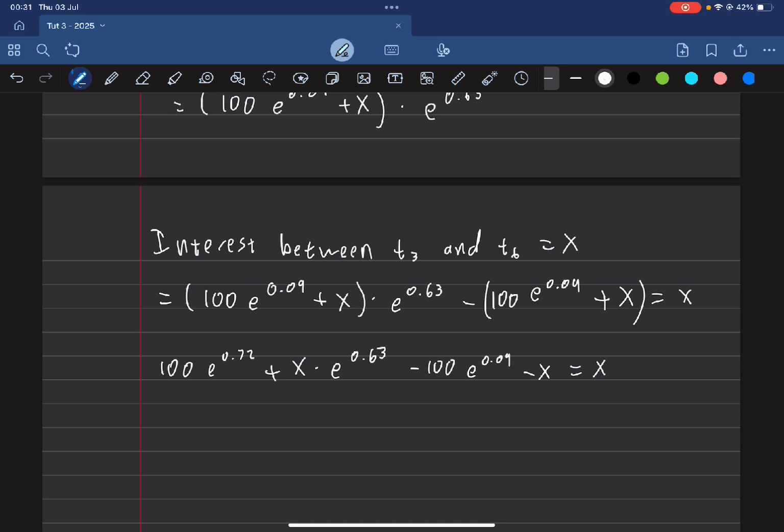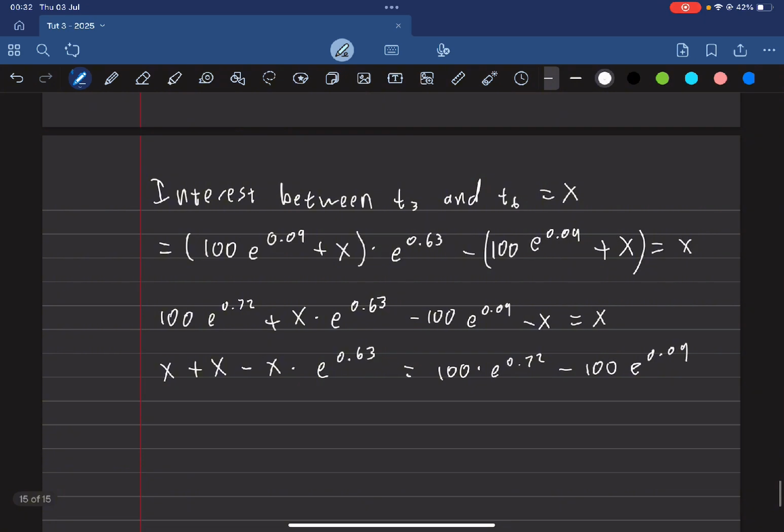Now we want to solve for X. I'm going to bring everything with X to one side. Moving this across, it's plus X, minus X times e to the 0.63 equals 100 times e to the 0.72 minus 100 e to the 0.09. I'm going to factor out an X, so I get 2 minus e to the 0.63, and that's going to just equal that.